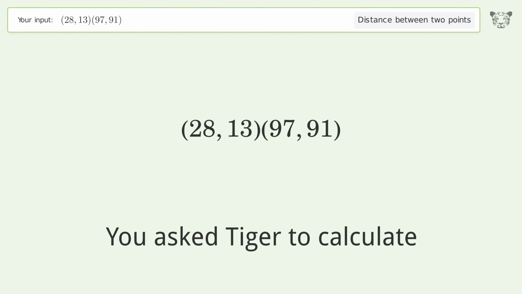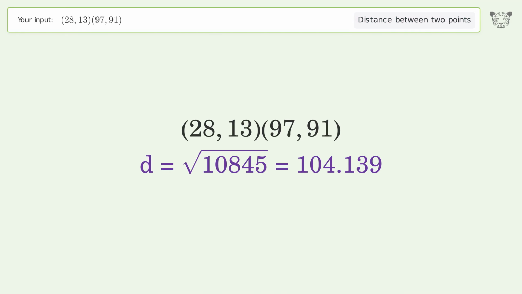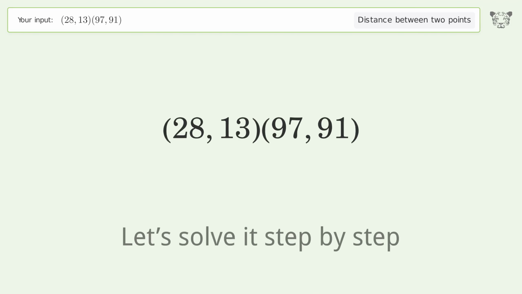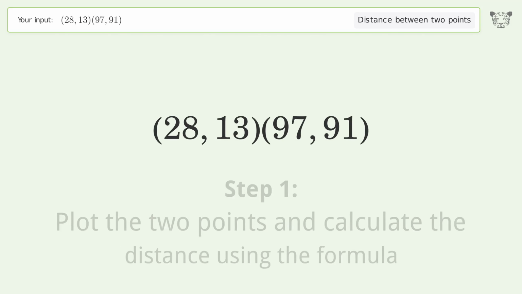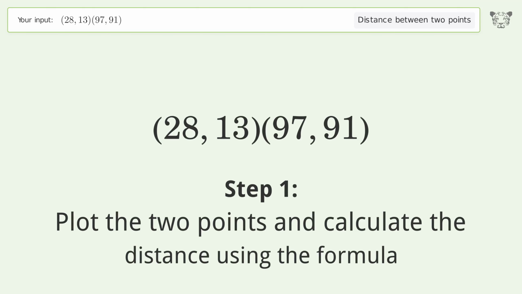You ask Tiger to calculate. This deals with the distance between 2 points. The distance between the 2 points is the square root of 10,845 or 104.139. Let's solve it step by step. Plot the 2 points and calculate the distance using the formula.